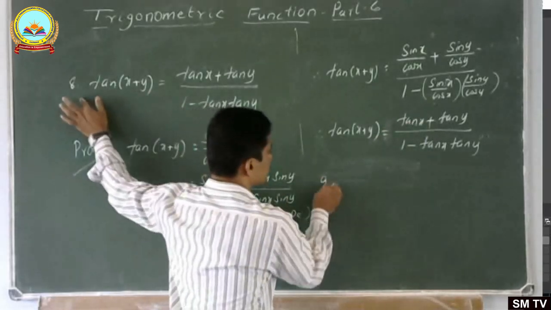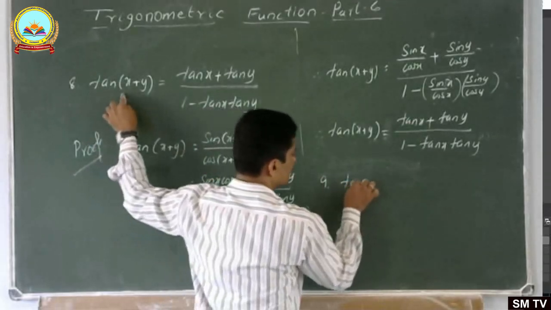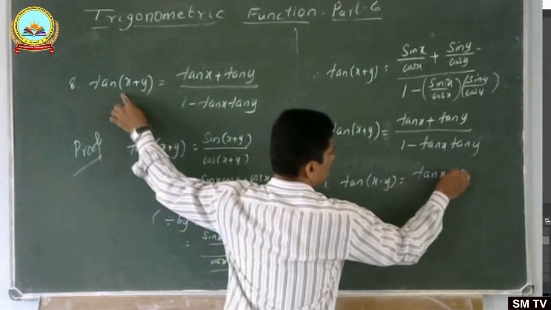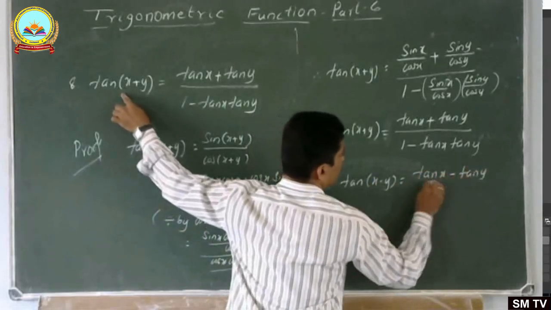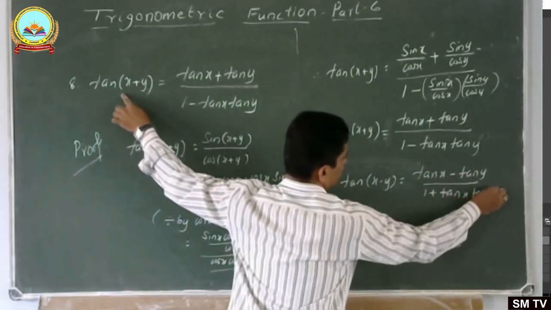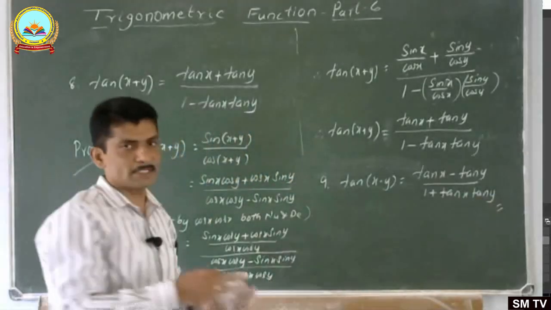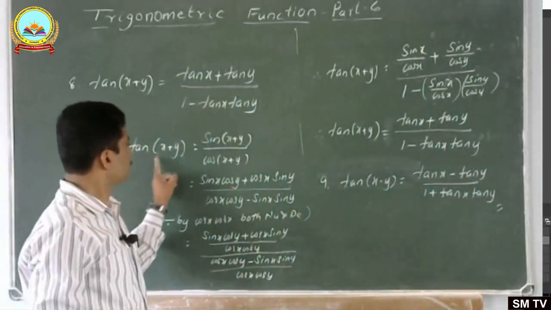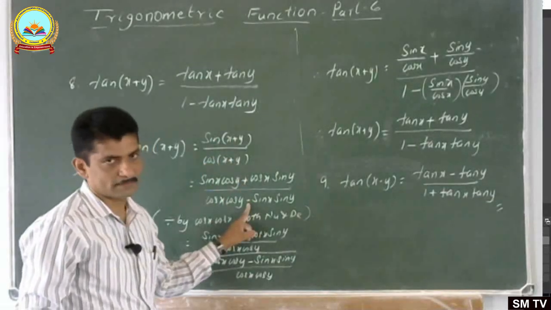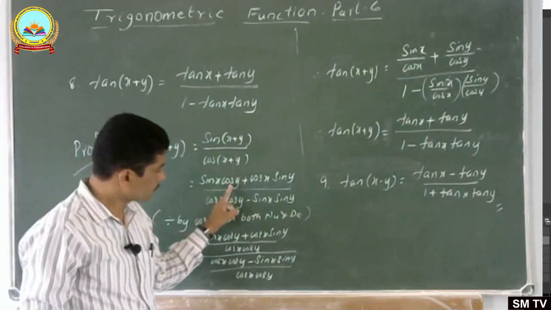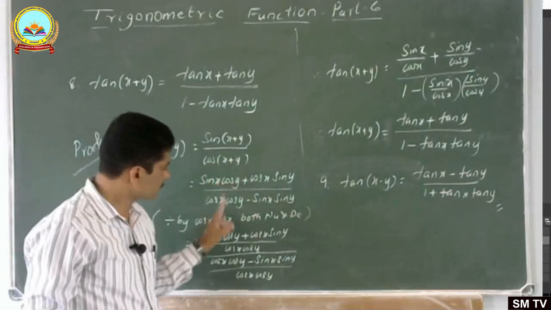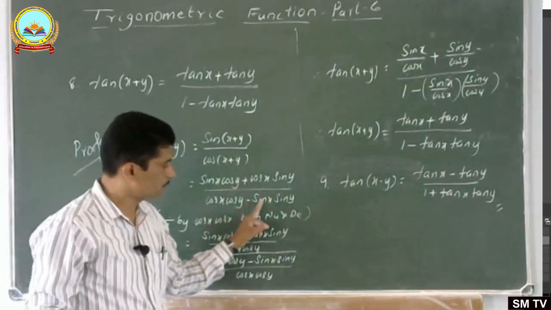Similarly, proving the other result is homework, using the same method. Tan of x minus y is equal to tan x minus tan y divided by 1 plus tan of x into tan y. The proof is similar. You know that tan means sin by cos. Sin of x minus y means sin x cos y minus cos x sin y. Cos of x minus y means cos x cos y plus sin x sin y.